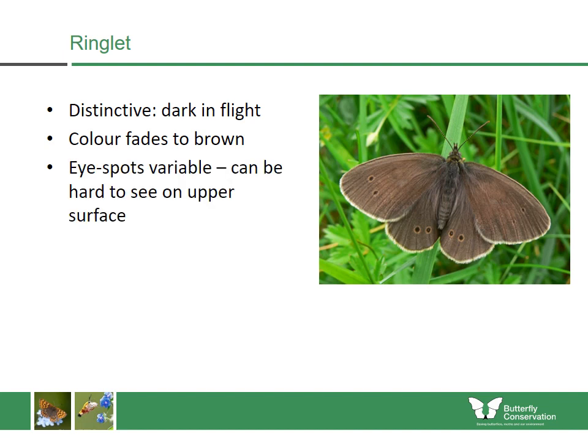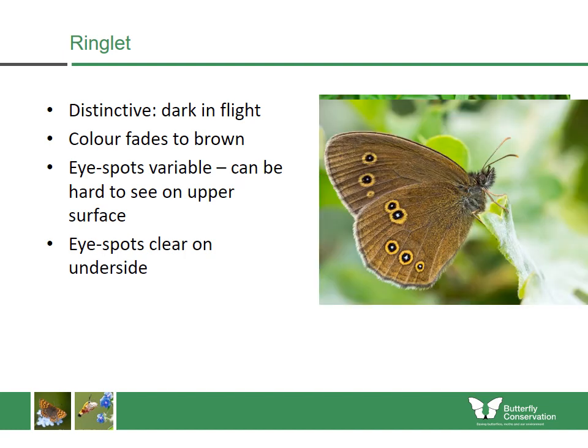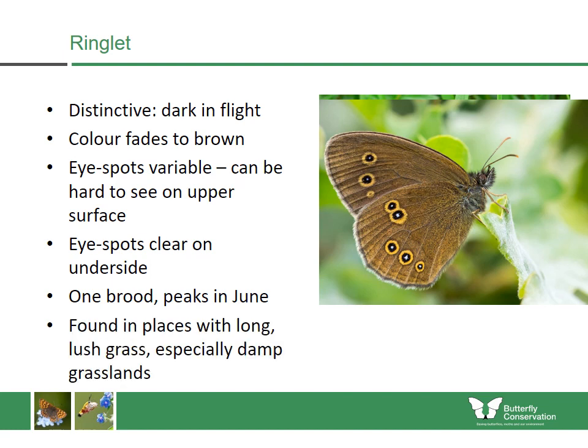So the spots can be harder to see on the upper surface, but they're very clear on the underside. If you look at it here, this is how the ringlet gets its name, because it's got these beautiful golden rings and you can actually see these as they fly. This has got a single brood per year in Scotland and it peaks mostly in June. And this butterfly is most likely to be found in wet grassland habitats, places with long, lush grass, especially sheltered places on the sides of woods or places which aren't that exposed.